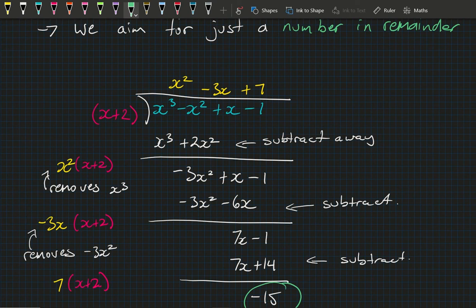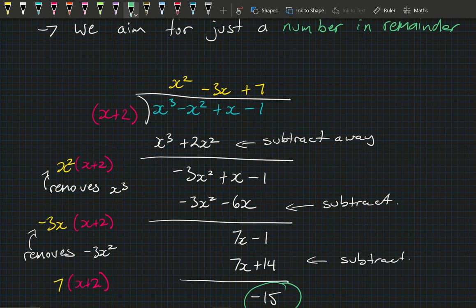So what times x gives me x cubed? Well, x squared does. So I've got x squared times this x plus 2 and I've put it there and subtracted it away. So I'm storing my x squared up here. And again, I try and get rid of the minus 3x squared. So I choose 3x because that's multiplied by x to get minus 3x squared. And I do the same thing with the 7x. And then finally, we're left with the remainder of 15.